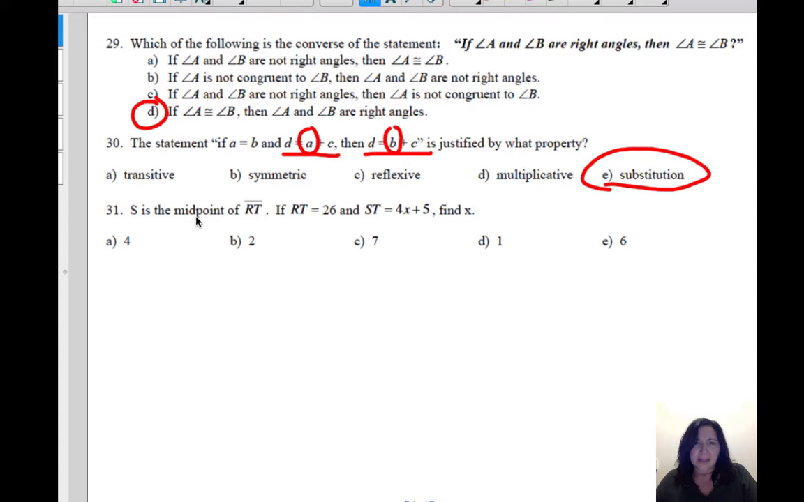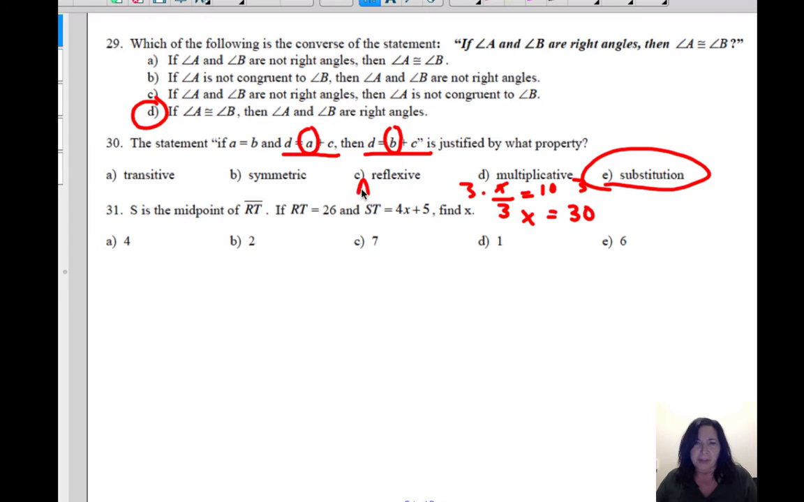Okay, keep in mind what the difference of these are. Multiplication property is basically if you have something like this: x divided by 3 equals 10. If I were to multiply by 3 on both sides, I'd get x is equal to 30. That'd be the multiplication property.